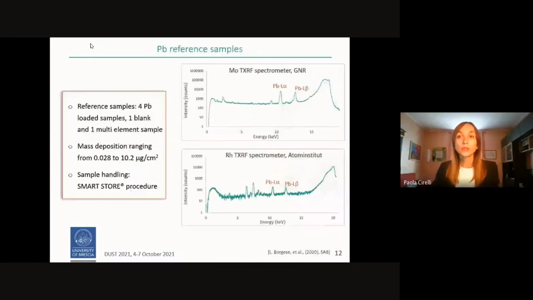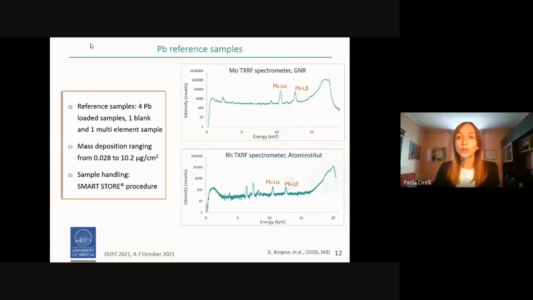In our study, we took into account lead-loaded reference samples provided by the Air Quality Research Center at the University of California, Davis. Samples consist in 4 mono-lead samples, 1 multi-element sample, and a blank. The mass loading of the samples range from 0.028 up to 10.2 micrograms per square centimeter. Lead salt was used for generating aerosol collected on Teflon filters, with loading close to the European limit values for lead in atmospheric aerosol. All the filters were prepared according to the Smart Store procedure.